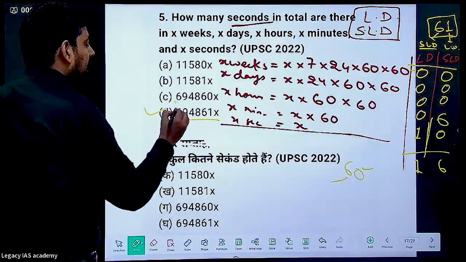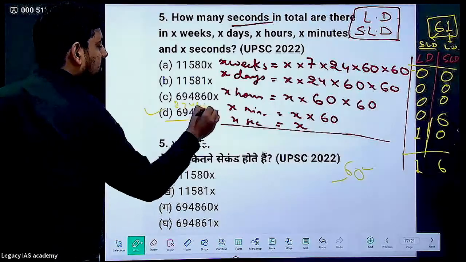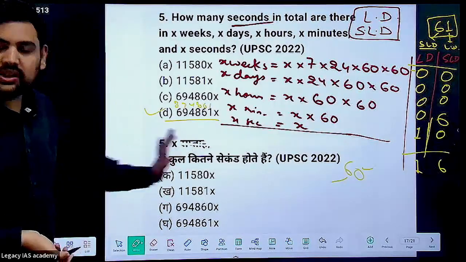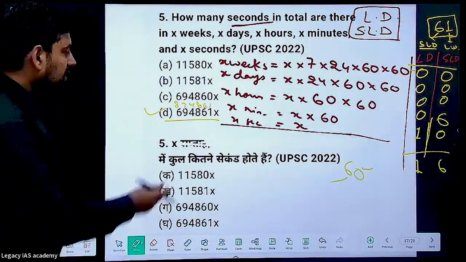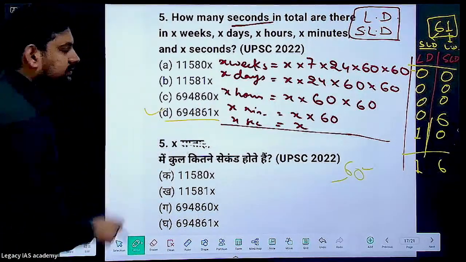Otherwise, what is there, I would just put in 8 3 4 8 6 1, and then what would you do? But they won't give options like this. So this is not some trick to get anywhere. This is just the way they frame options. Okay.